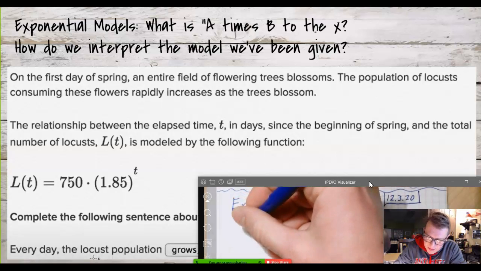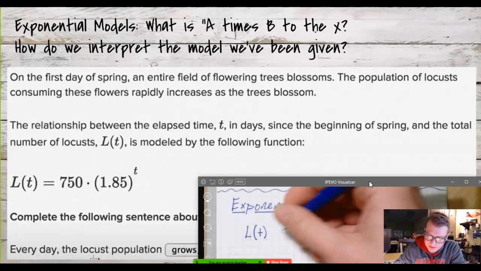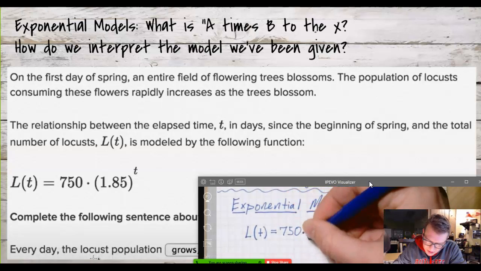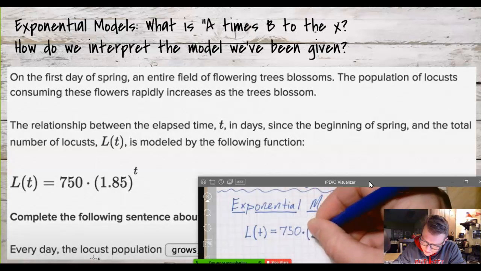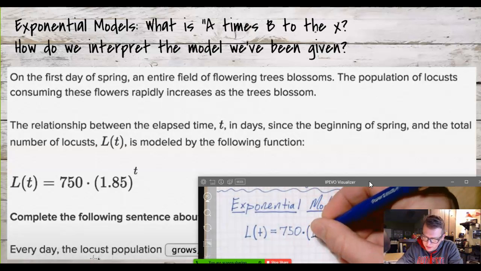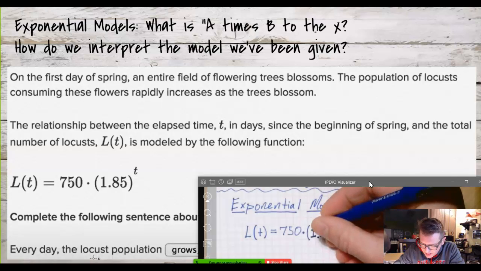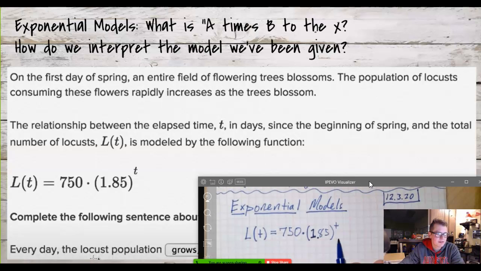So the exponential model they give to us here is L as a function of t, right? So L of t is how we say that quickly, is 750 times the quantity 1.85 to the t. Now, does anyone want to be bold? Sorry. I decided to make my one a little fatter because that decimal was too close to it. Anyone want to be bold and explain to us what they think this is saying in reference to the situation? Alina?